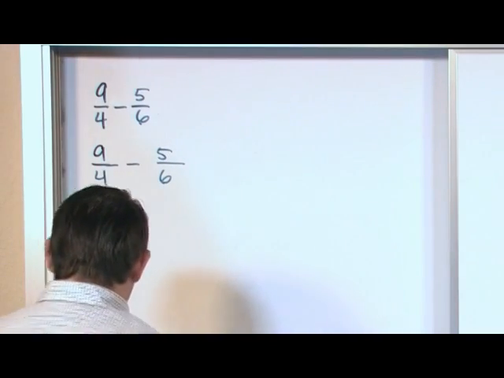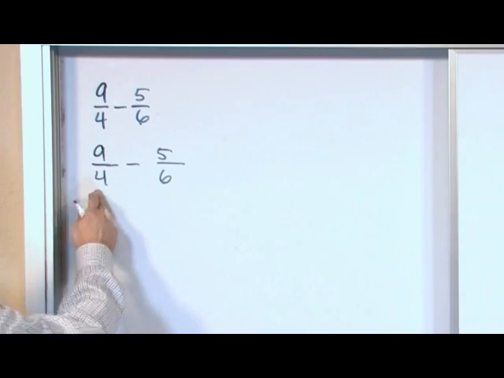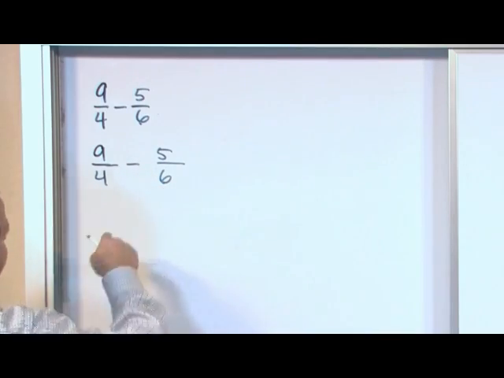What can I do? I mean, you're really given any latitude that you want to do. But when I look at 4 and 6, I start to immediately think of the number 12 in my head because I know that 4 will go into 12. And I know that 6 will go into 12.